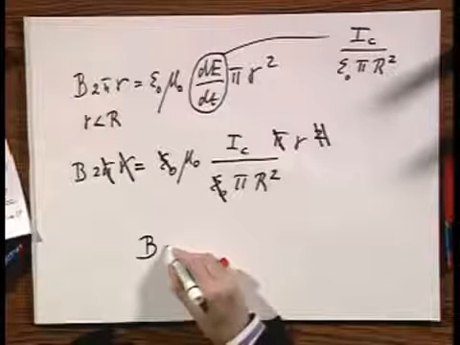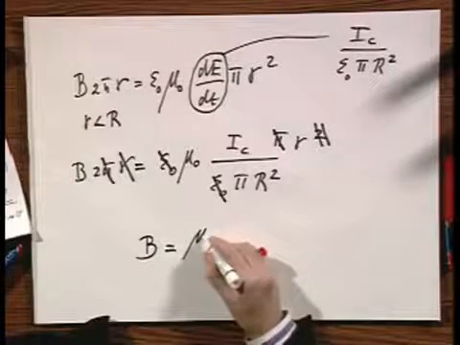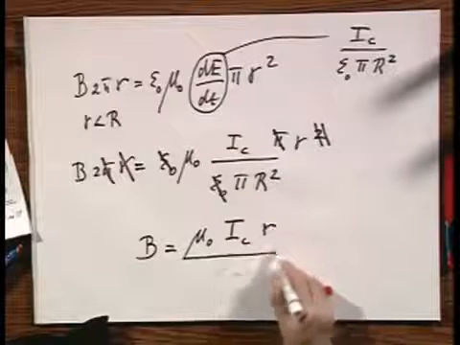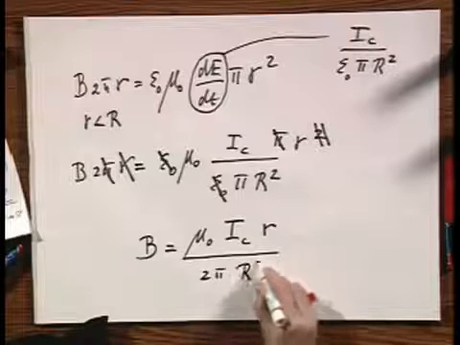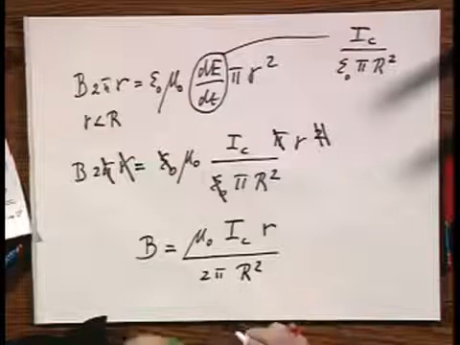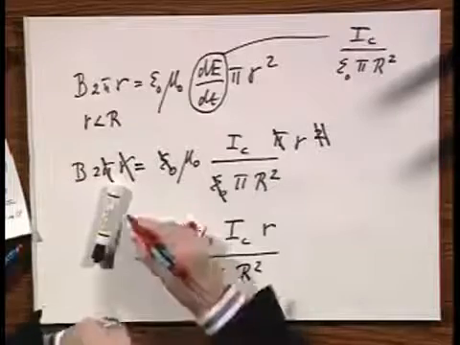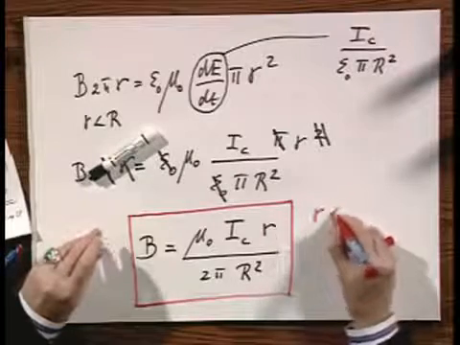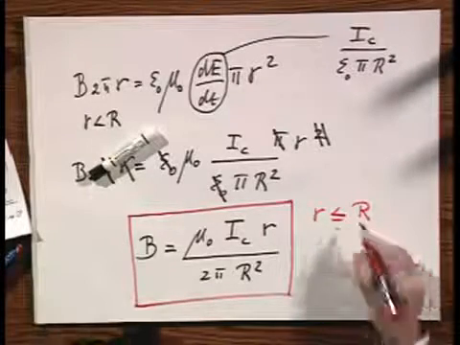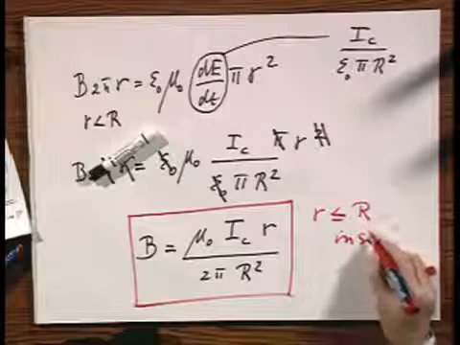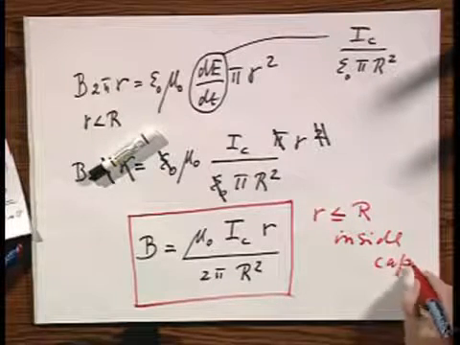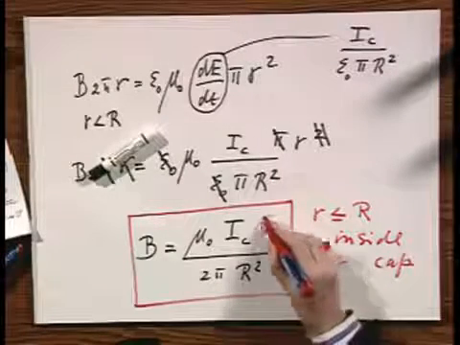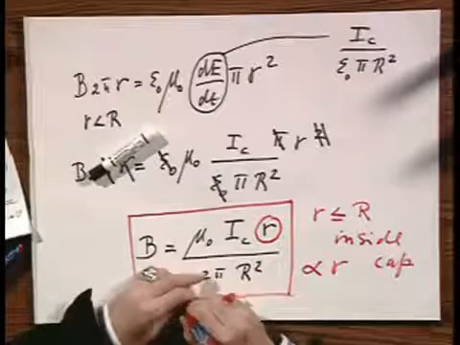And I find that inside the capacitor, B equals mu 0 times the conduction current times r divided by 2 pi capital R squared, the surface area of the plates of the capacitor. And what you see here, this by the way only holds when r is smaller or equal than R, and it is inside the capacitor. Notice that it is proportional to r. It doesn't fall off as 1 over r, but is linearly proportional with r.